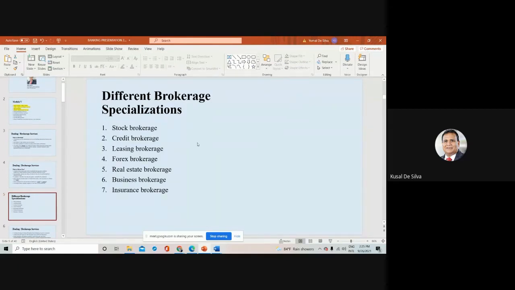So then if the client wants to sell, they use the highest bid. If they want to buy, they use the lowest offer rate. So this is a day-to-day happening thing, and this is a very famous thing, these brokers' involvement in forex trading.